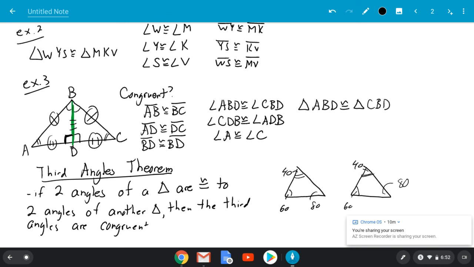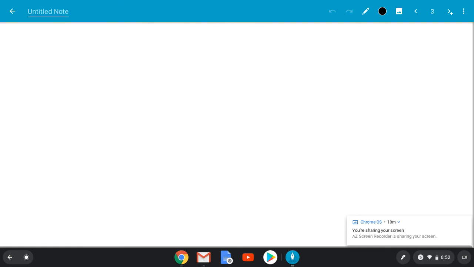So this is something else here that we have to keep in the back of our mind, because if two angles are already labeled for us, they are not going to label the third angles for us because of this theorem. So let's look at another example that utilizes this and something else we have learned.